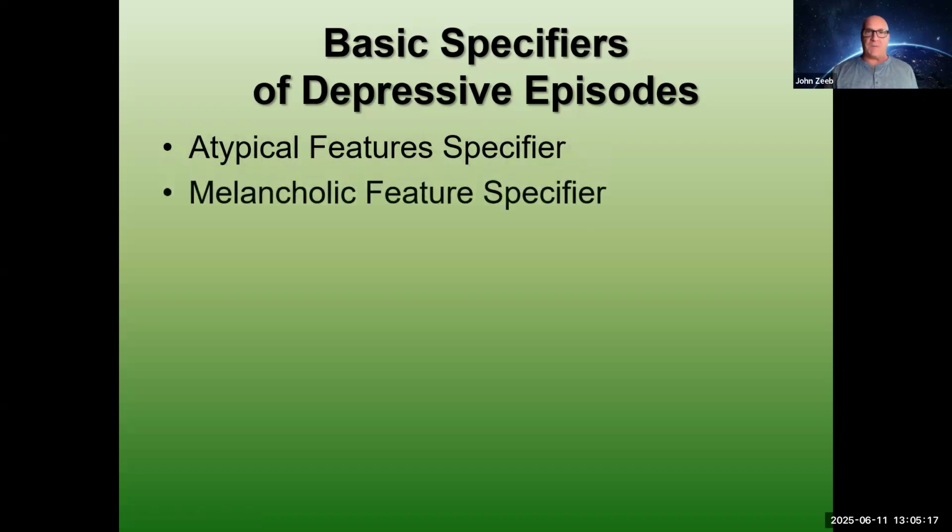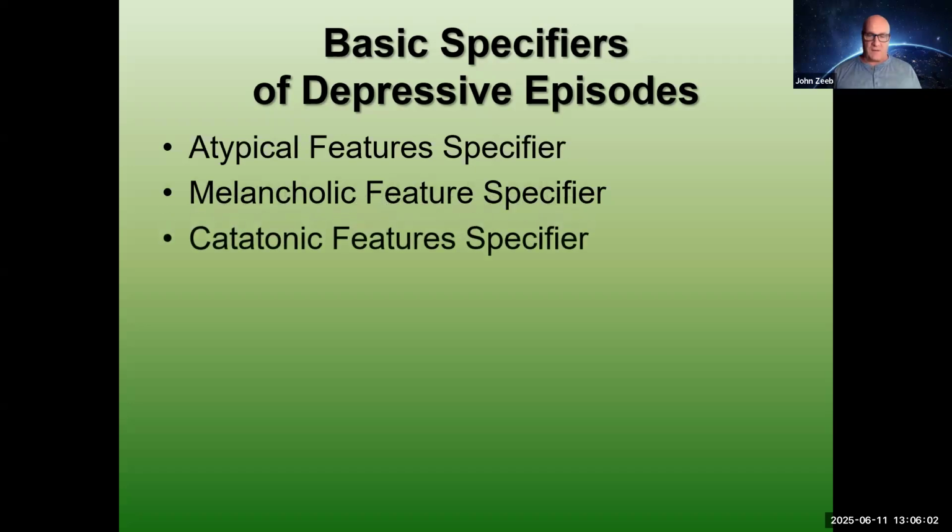The second group is known as the melancholic feature specifier. These only apply if the full criteria for a major depressive episode have been met. This is going to include some more severe symptoms. For example, it could include loss of sex drive, excessive guilt, the person waking up too early, or the inability to experience pleasure, which we call anhedonia. In general, these particular symptoms signify a more severe type of depressive episode, so obviously we'd want to note that.